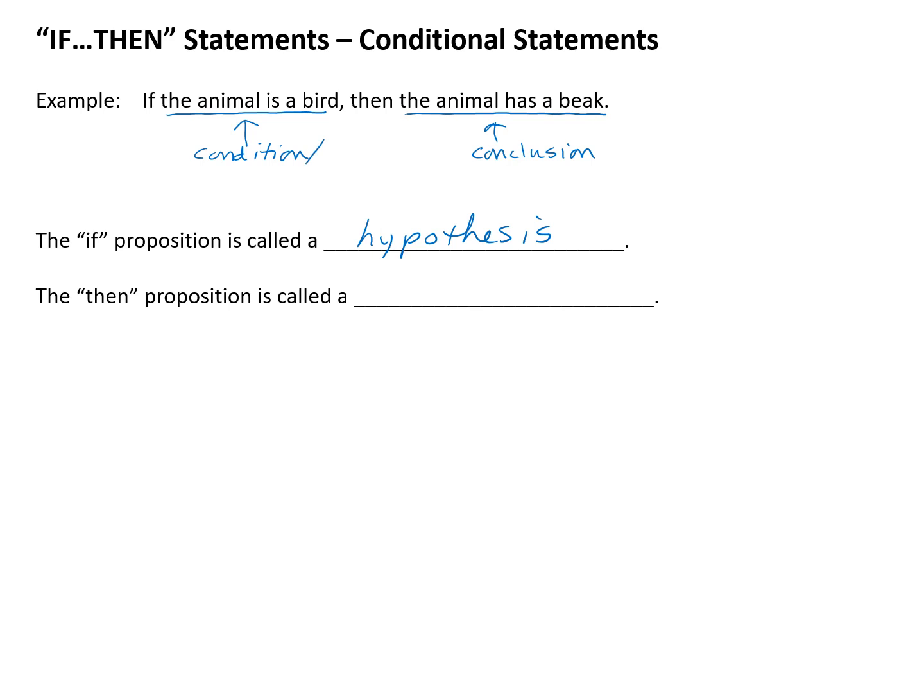So condition or hypothesis. In this example, that would be the animal is a bird. The if is actually not included in the hypothesis. It's just what comes after the if. And then the then proposition is what we call the conclusion. In this case, the conclusion is the animal has a beak. Once again, the then is not included in the conclusion; then signals that the conclusion is what's happening next.